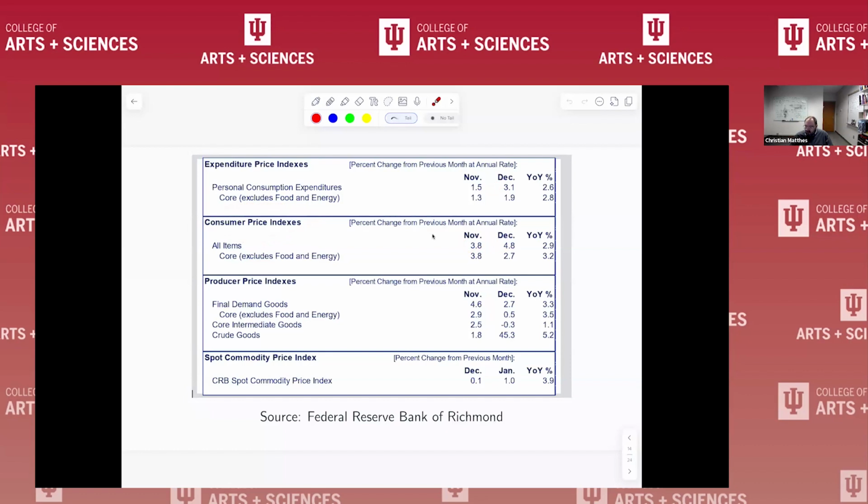This has led to the year-over-year number now being 3%. What does that 3% mean year over year? That means if you could buy a basket of goods for $100 a year ago, now you'd have to pay $103. That's what 3% inflation is.